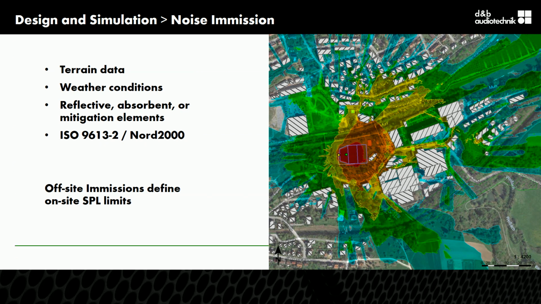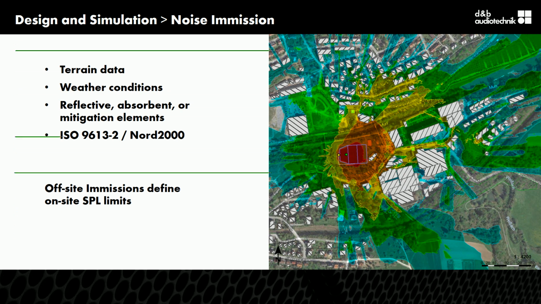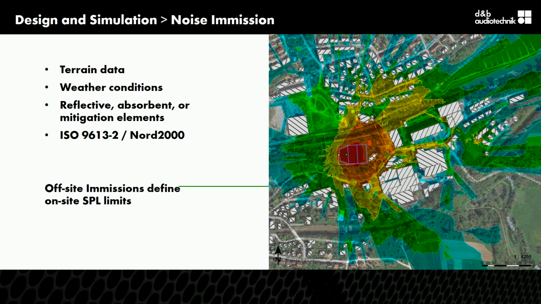And having such a forecast is important, especially when you think about the local authorities, which demand such a thing before you can issue a permit for your open air event, right? So essentially, whatever offsite emission limitations or regulations you have, that is going to be what will limit your on-site SPL limits.